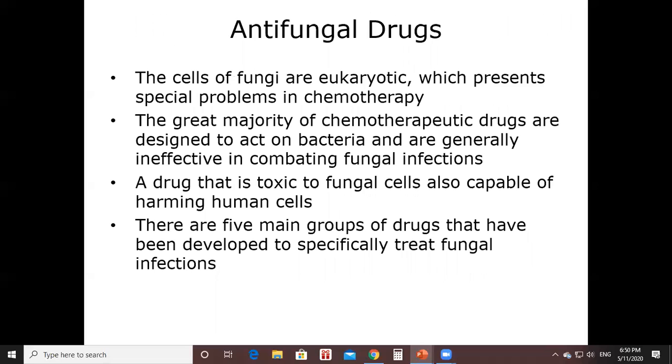And then we have antifungals. The cells of fungi are eukaryotic, which presents special problems in chemotherapy. The great majority of chemotherapeutic drugs are designed to act on bacteria and are generally ineffective in combating fungal infections. A drug that is toxic to fungal cells is also capable of harming human cells, because we're eukaryotic as well. So there are five main groups of drugs that have been developed specifically to treat fungal infections.